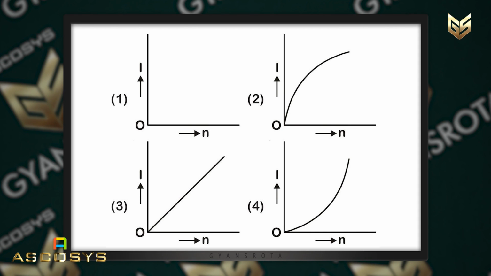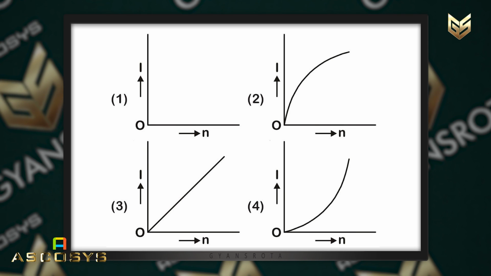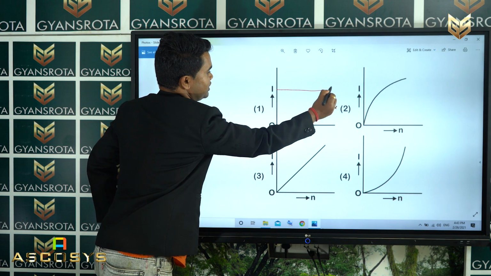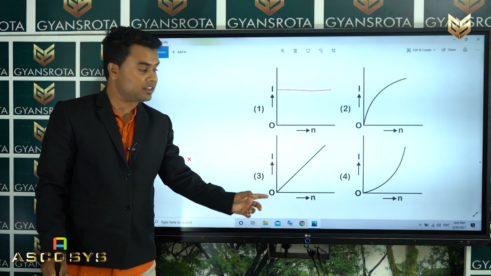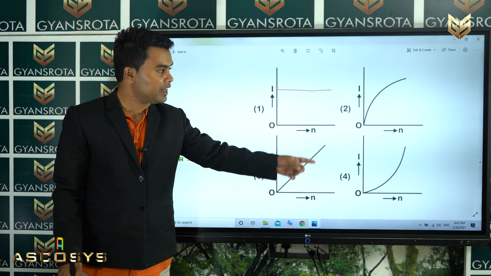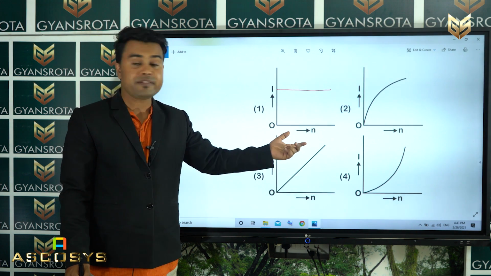If you see option number 1, it has been printed wrongly. Option number 1 has to be in this way, it's a straight line out here. The other one is showing that the current I is varying with n. This one is also current I varying with n. This one is current I varying with n. But option number 1 is current I not varying with n.